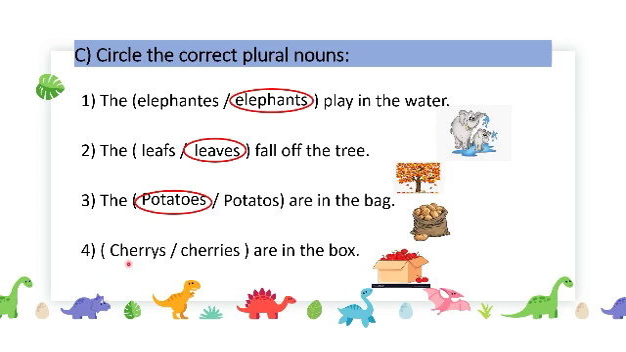Fourth one, CHERRYS, CHERRIS are in the box. Students, the second one is the correct one, cherries. Moving on to the next exercise, right?